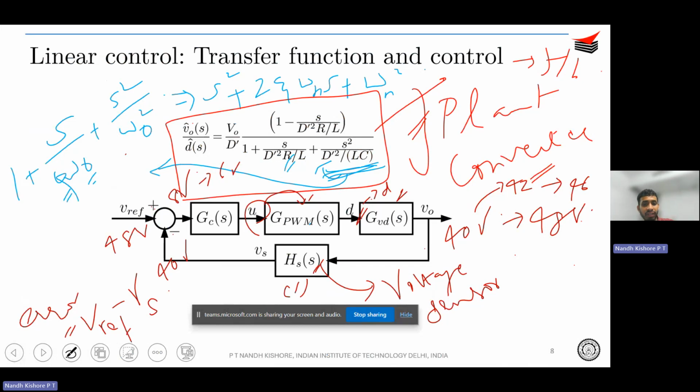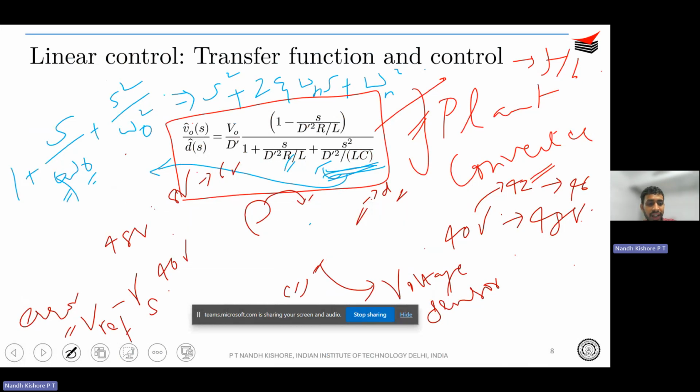If the duty changes, obviously your V naught changes, right? So that it reaches 48, and at 48, whatever is the operating point, it maintains over there. So that's the idea. You get it, right? So this is how a typical closed loop system operates. It's a very broad overview of how things operate, but nonetheless, this is just an idea. So where did we start?